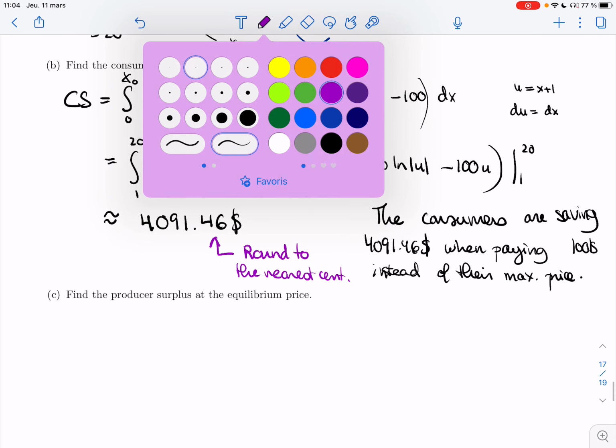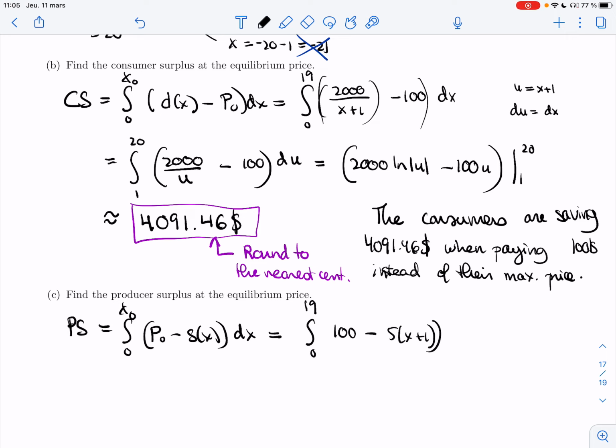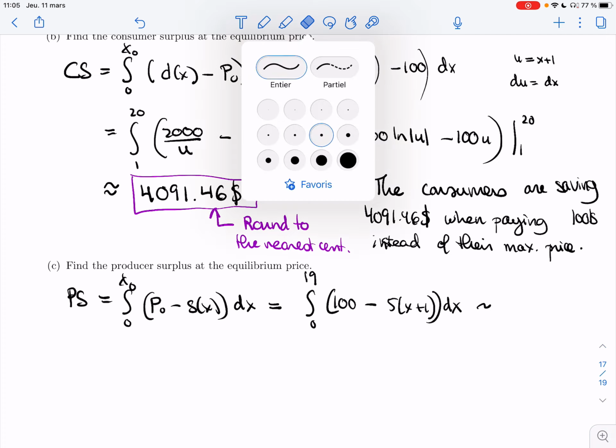All right, producer surplus. I'm asked in C to find the producer surplus at the equilibrium point. So the producer surplus formula is similar but slightly different. It involves a supply function instead of the demand, and P0 and the supply are flipped. All right, so 0 to 19, P0 is still 100. S of x is 5x plus 1. This one is easier to integrate, so I will not do it. It's just a polynomial.